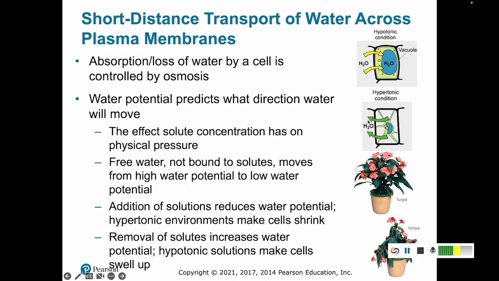If there is more sugar and salt and all kinds of solutes outside of the cell, the water will move out of the cell. So in a hypertonic environment where there's lots of solutes outside, the water moves out, the cell shrinks. Hypotonic environment, not a lot of solutes outside the cell, so there's more inside, water comes in. That's hypotonic. In a hypotonic environment, you have a nice turgid plant. In a hypertonic environment, you have a wilted plant, eventually a dead plant.